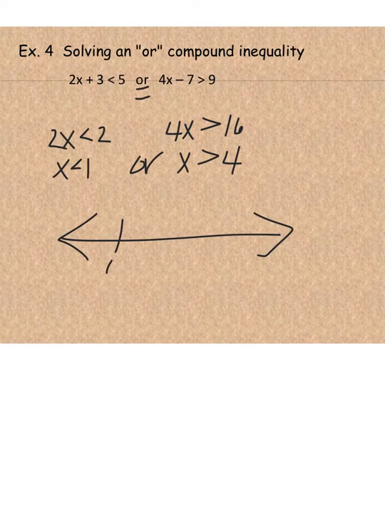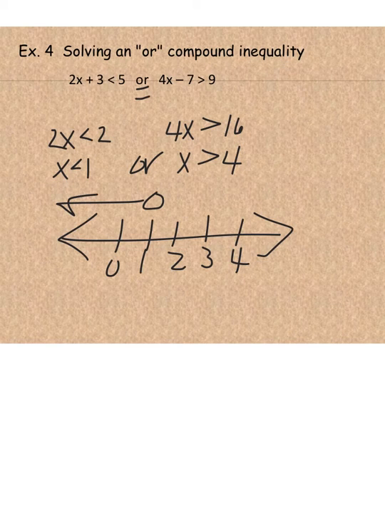So looking at this graphically, we'll have an open circle at 1. Everything that's less than 1 will be to the left. An open circle at 4. And everything that's greater than 4 will be to the right.